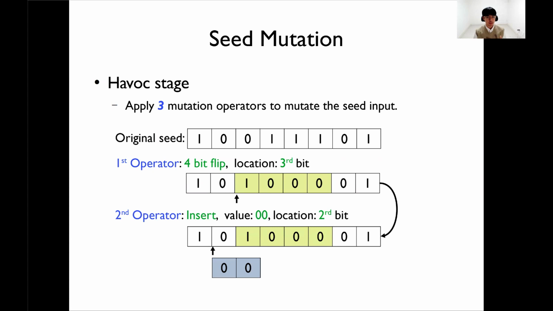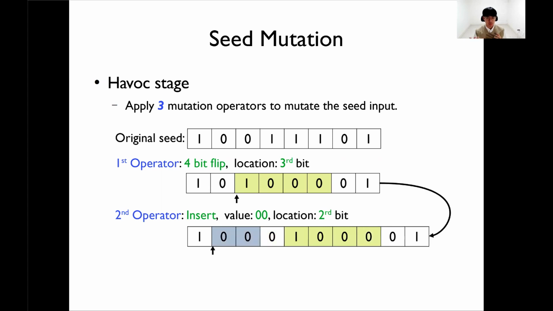And the second operator is also randomly selected as an insert operator, in this case where the inserted values are also determined as 0, 0 randomly. Let's apply this insert operator to the input to which the first operator has already been applied. So the size of the mutant input will increase by 2 bits. In total, it will be 10 bits.